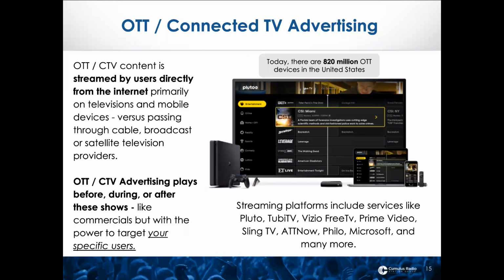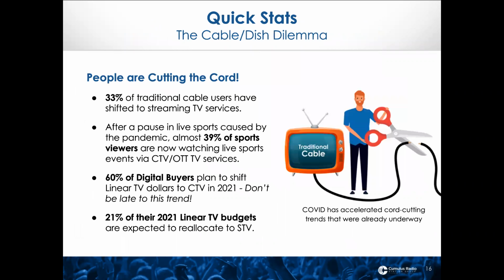Now, some of the streaming platforms that are available for sponsored content on a local level include Pluto, Tubi TV, Vizio, Free TV, Prime Video, IMDb, Sling TV. There are so many apps available on these OTT devices for your ad-supported video on demand content. In fact, today there are over 820 million OTT devices in the United States. And let's face it, why would you pay for both cable and internet? Cord cutting is commonplace in 2021. And look at these statistics as proof.